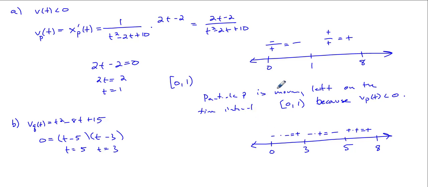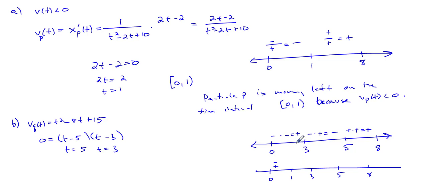Now, we have to check over the interval. How about from 0 to 1? Particle P is going left. What's happening in particle Q? Going right. That's not the same. And if this helps you guys, you could do this: 0, 1, 3, 5, 8. Look at the signs. That's negative, positive, not the same.